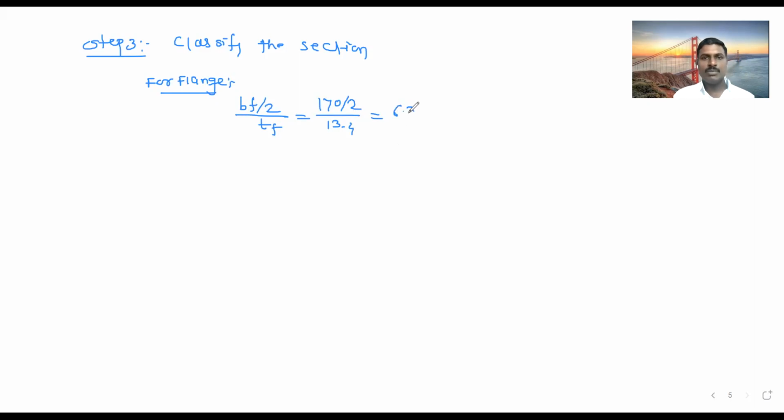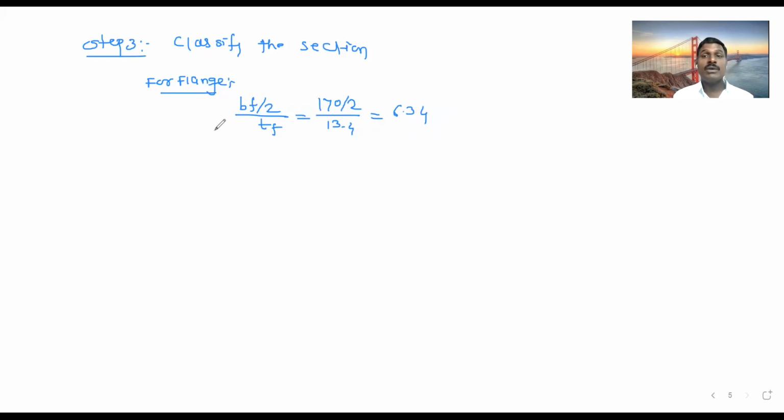6.34. So now for this value, what is the classification as per our procedure? See the procedure as I told you. Step number 3 is very, very important, because many MCQs will be asked on this particular step. So these values are very important.